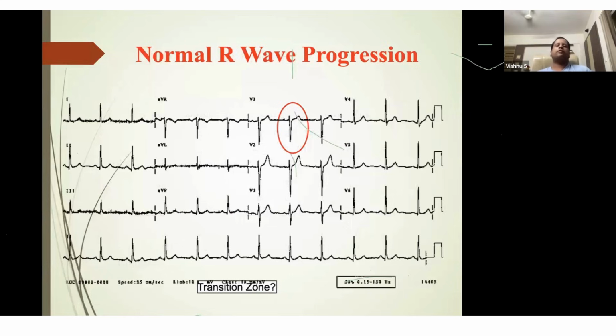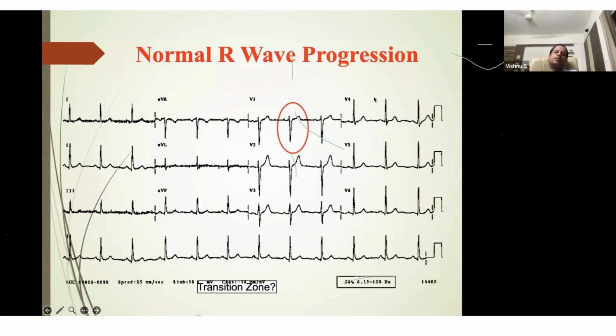Then what's the importance of normal R wave progression? Normal R wave progression means from V1 to V6 there is a gradual increase in the R wave height. V1 will have a small R wave, V2 a little more, V3 almost equal R and S, and as it goes on to V4, V5, V6, the R wave height goes up. This is called R wave progression. The transition point is where the predominantly negative complex becomes predominantly positive. The transition is usually from V2 to V3, or V3 to V4.